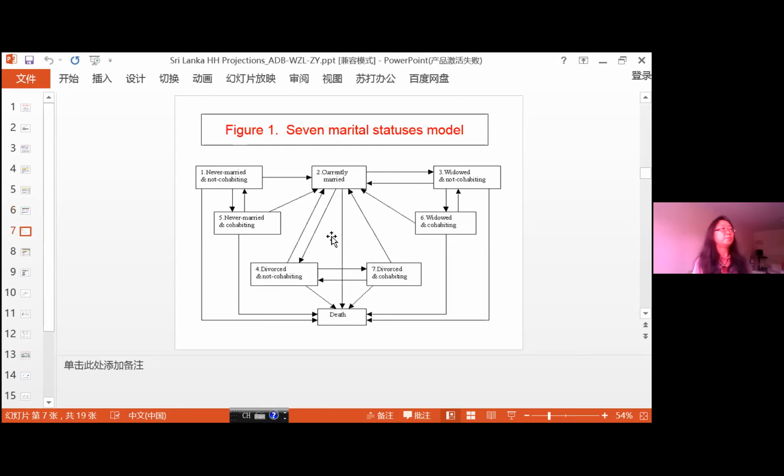This figure shows how the model deals with marital status transition rates. This is a seven marital status model, which in addition considers cohabitation. For our Sri Lanka study, because cohabiting is not popular and the data is not available, we only do the four marital status transitions.